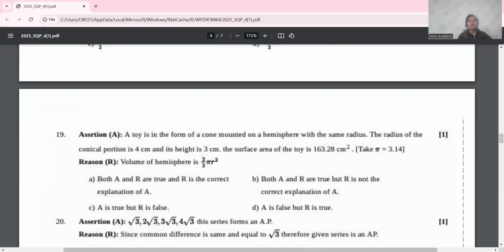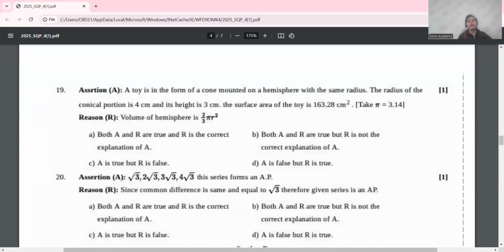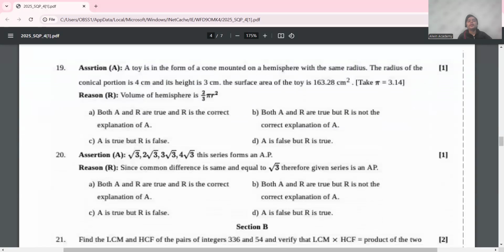Assertion and reasoning. A toy is in the form of a cone mounted on a hemisphere with the same radius. The radius of the conical portion is 4 and its height is 3, surface area of the toy. So we'll have to solve this particular. Let's check out the reason first. The volume of a hemisphere is 2 by 3 pi r square. This statement is incorrect because volume of a hemisphere is 2 by 3 pi r cubed. Thus reason is false and there is only one option we have where reason is false. So C is the answer. We do not need to even solve the assertion. Going to the next question, last one.